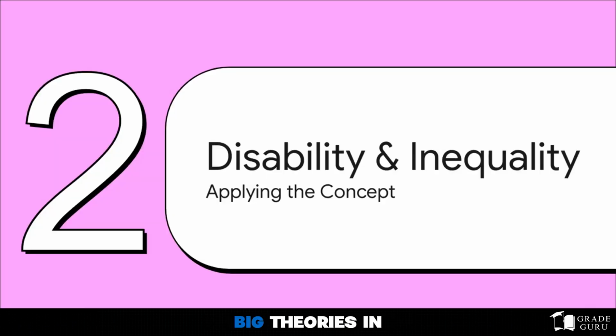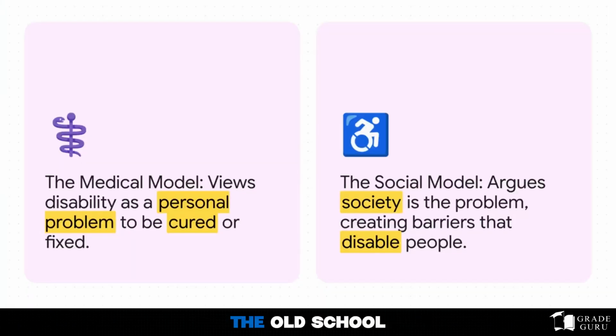Okay, with those 2 big theories in our back pocket, let's see how they actually apply to a specific type of inequality, starting with disability. The old school way of thinking, the medical model, sees disability as a personal problem that needs to be fixed. But the social model offers a really powerful sociological insight. It flips the script and says society is the problem, not the person. For instance, a person who uses a wheelchair isn't disabled by their body. They're disabled by a building that was designed without a ramp.